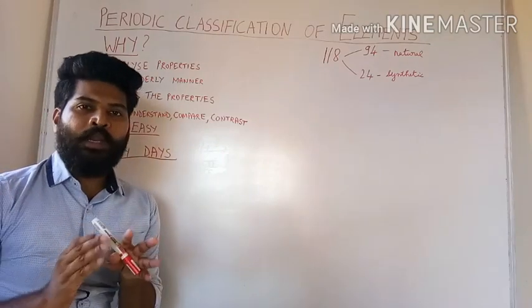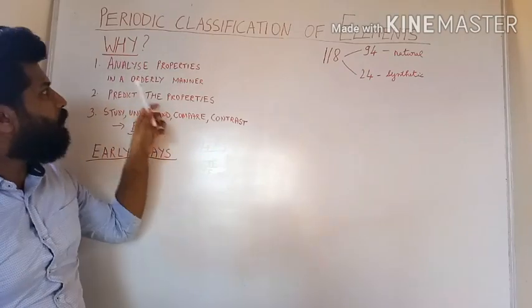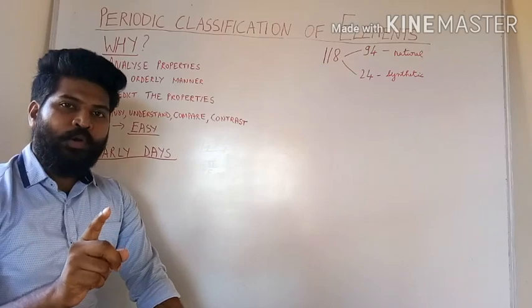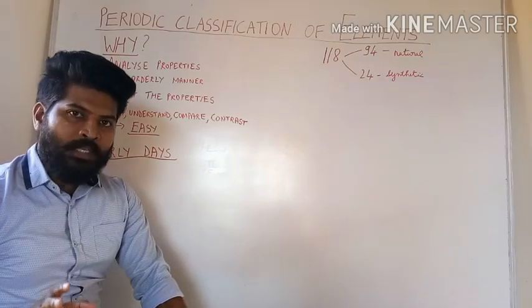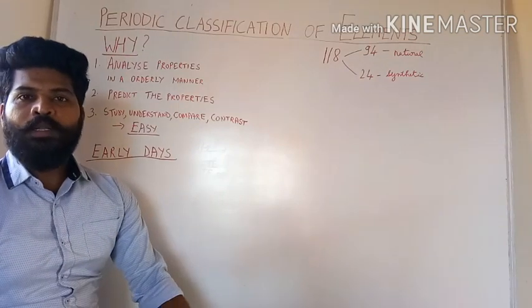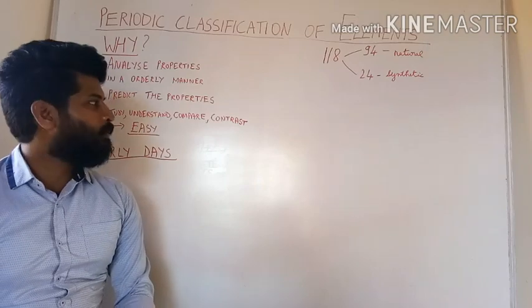So if you want to look for a camera, you just go and look at the camera section. Similarly, when you classify the elements, if you want to look for a particular element, you don't have to look at the entire table. You can just go and look at a particular group and then find it over there. So that is the beauty of classifying the elements.